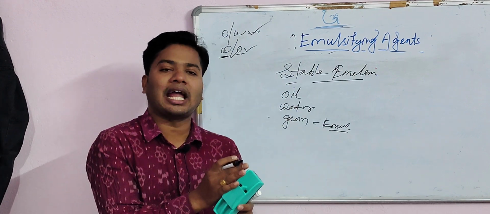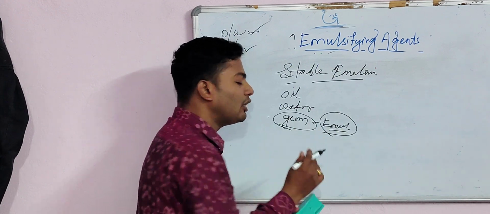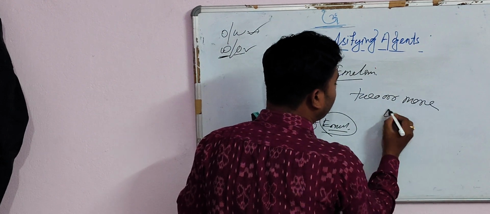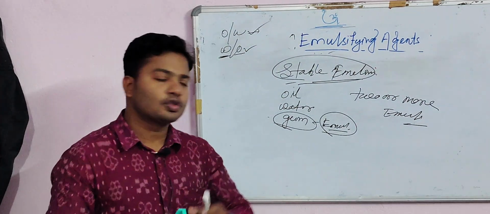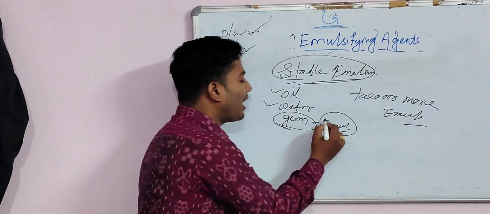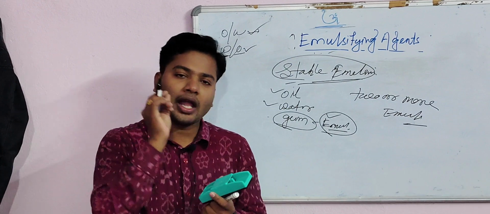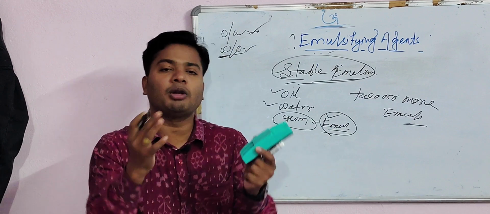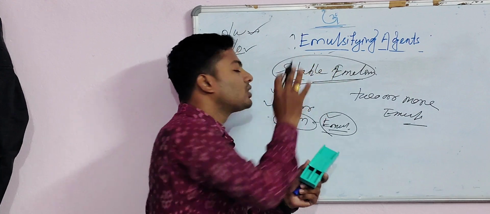So definitely in that case, instead of one emulsifying agent, you have to choose two or more emulsifying agents for the preparation of a stable emulsion. Clear? What is the composition of the emulsion? Oil, water and emulsifying agent. But no single emulsifying agent has multiple good properties, and you have to choose such a type of emulsifying agent for the preparation of stable emulsion.